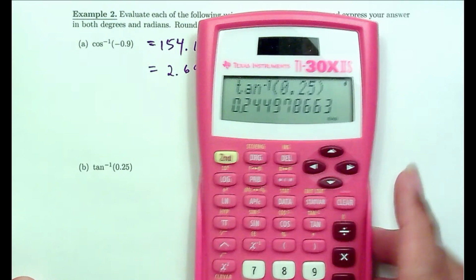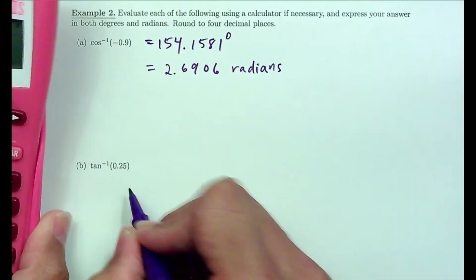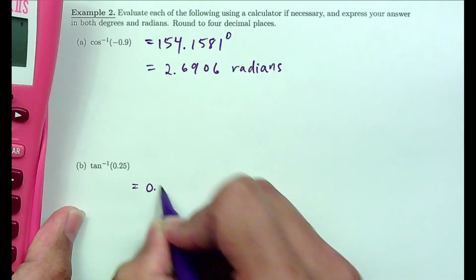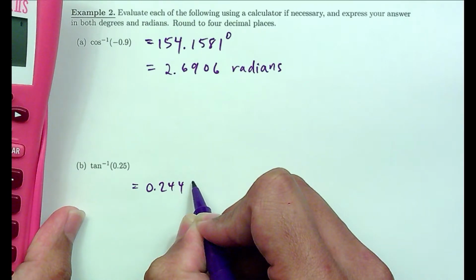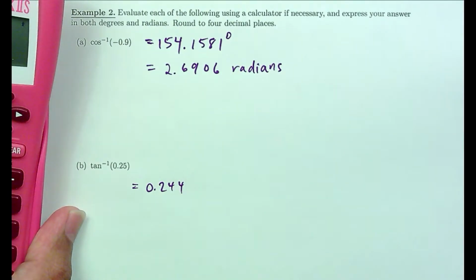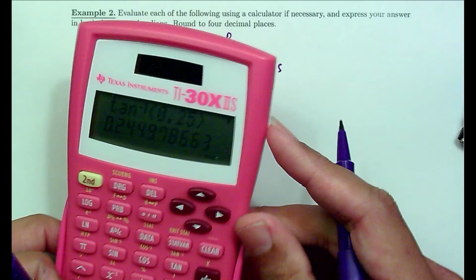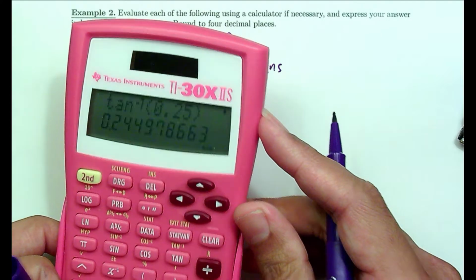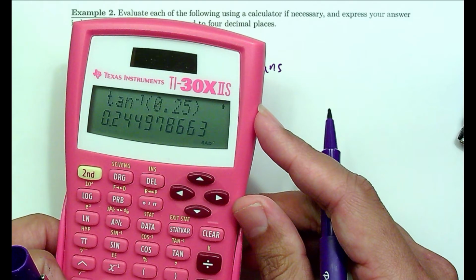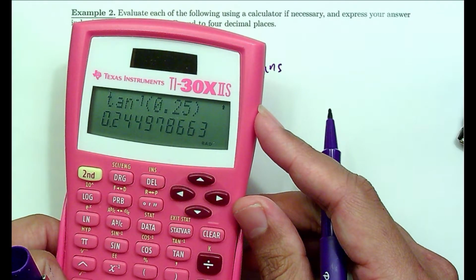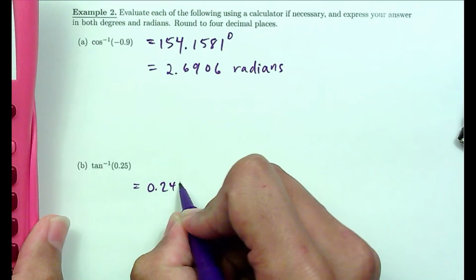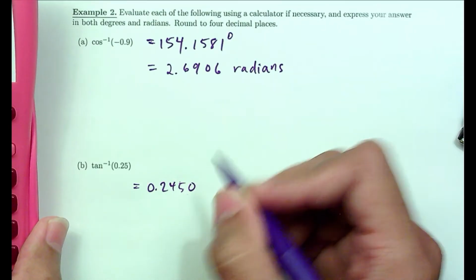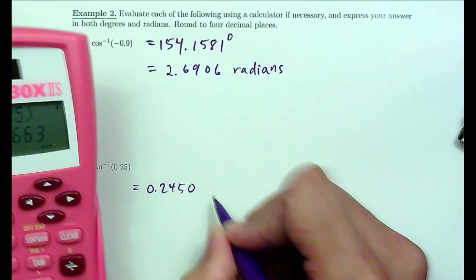We get 0.244, and when you round to 4 decimals, that actually becomes 0.2450. Sorry, yes, that becomes 0.2450. Okay, so that would be in radians.